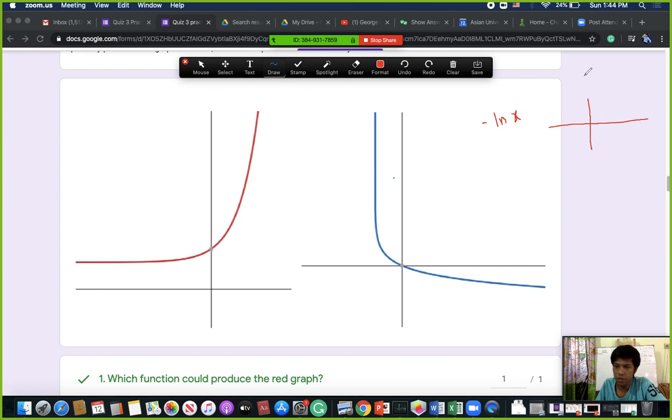Let me write the normal ln x graph also if you are interested. Normal ln x graph is like this, and then negative ln x graph is this. Negative ln x graph is just a reflection of this graph to the x-axis. So there will be a reflection of this graph to the x-axis, which will be somewhat like this. This is the minus ln x graph, and you can see the shape is similar. That's why it is the minus ln x graph.